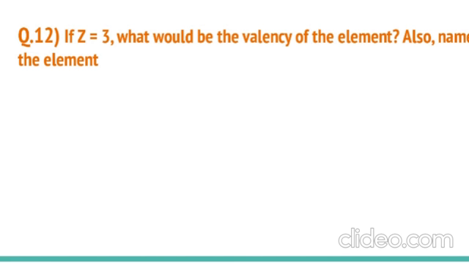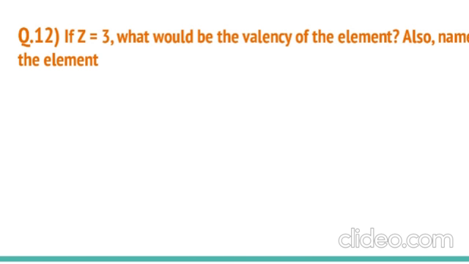Now next is, if Z is equal to 3, what is Z over here? It is the atomic number, correct? So Z is the atomic number that we know. Now we have to find the valency of the element and even name this element. What is that element and what will its valency be?